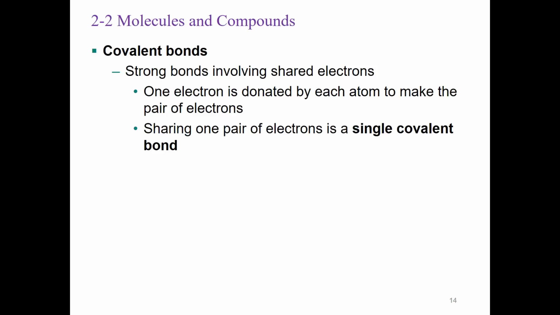Covalent bonds are strong bonds that involve shared electrons. Remember, in ionic bonding, we didn't share electrons. We either donated or we accepted. There was no sharing. So in covalent, we're going to share. One electron is donated by each atom to make the pair that is going to be shared. Sharing one pair of electrons is called a single covalent bond. Now, if you go on and take chemistry, or you have taken chemistry, you know that there are double and triple covalent bonds, which we're not going to go into, but single covalent bond is good enough for now.